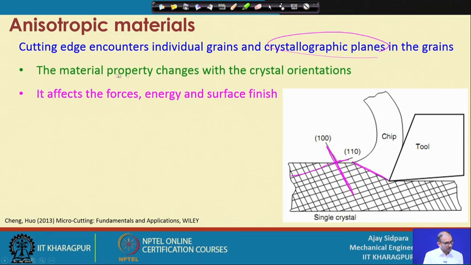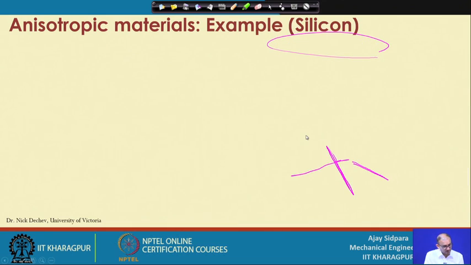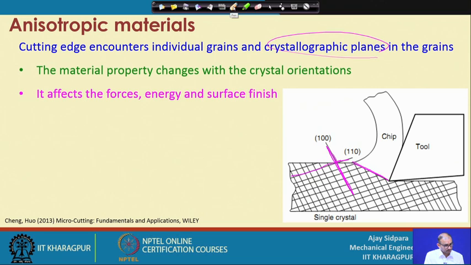So, what happens is that material properties change with the crystal orientation. We will see in the next slide, if we take one example of silicon, what is going to happen. Now, each plane has different properties, right. So, we have to find out which face is hard, whether this is a hard face or soft, or this is soft or hard. So, which face is hard?